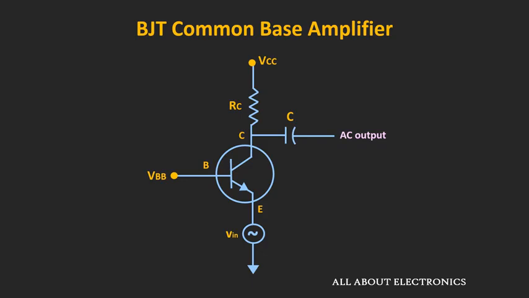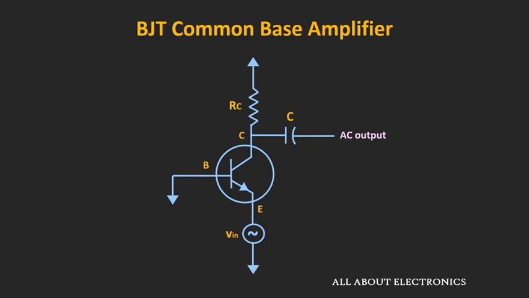For the AC signals, these DC voltage sources will act as a 0. That means the base terminal will act as an AC ground. So the input signal is applied between the emitter and the ground terminal, or effectively between the emitter and the base terminal. Similarly, the output is measured between the collector and the ground terminal, or effectively between the collector and the base terminal. That means in this configuration, the base terminal is common between the input and the output side, and that is why this amplifier configuration is known as the common base amplifier.